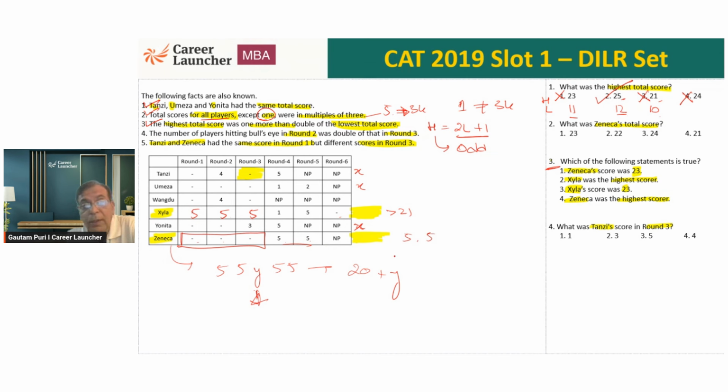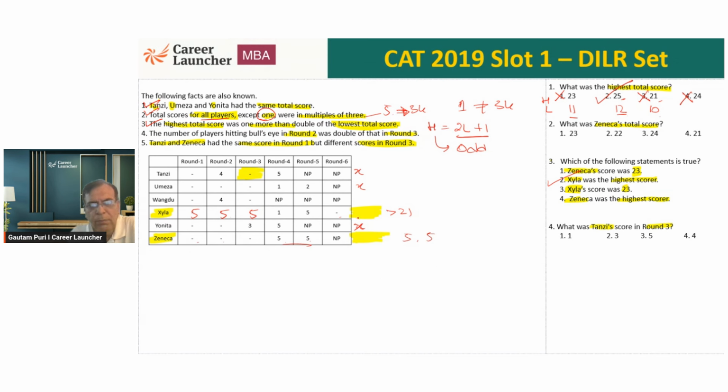What does that tell you? That Zeneca is less than or equal to 24. That means Zeneca cannot be the highest scorer. Who will be the highest scorer? Zyla will be. Then Zyla has to be the highest scorer. Okay. So Zyla is the highest scorer. Zeneca will not be equal to 23, and Zeneca is not the highest scorer. Okay. No issues, I hope. We've got this far. Let's move ahead.